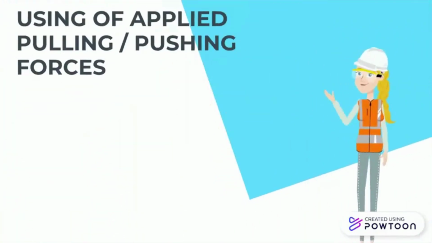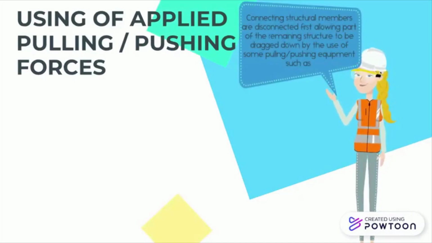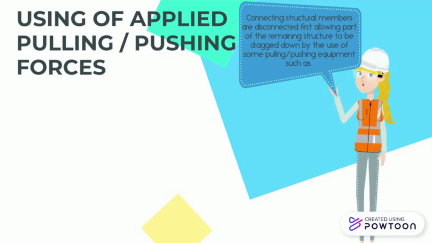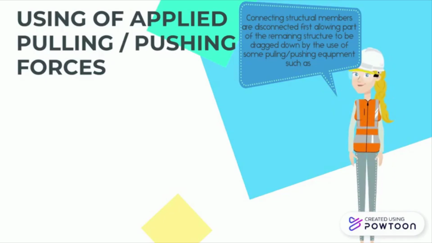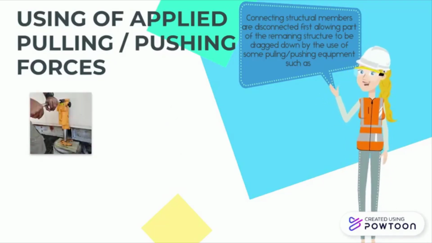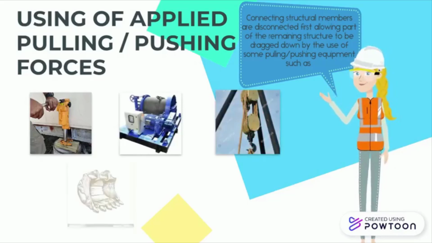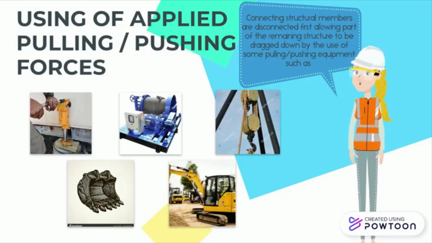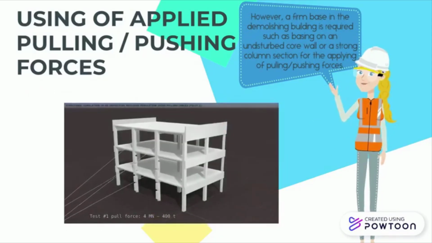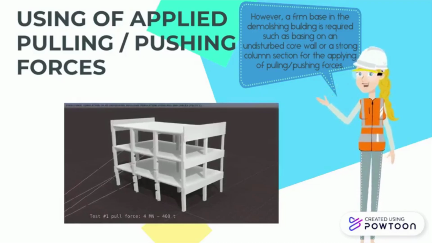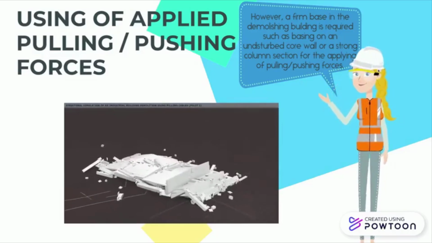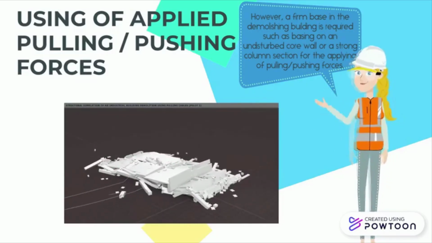Next method is using applied pulling and pushing forces. Connecting structural members are disconnected first, allowing part of the remaining structure to be dragged down by the use of pulling and pushing equipment such as power jack, winching machine, pulley systems, pushing arms, powered blocks, or the pull-push of a hydraulic excavator. However, a firm base in the demolishing building is required, such as an undisturbed core wall or a strong column section for the applying of pulling and pushing forces.